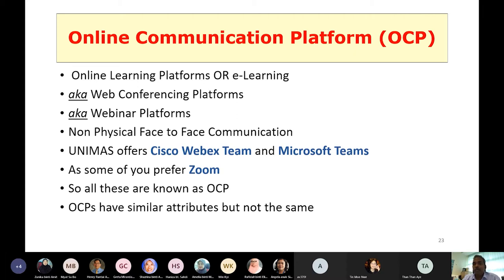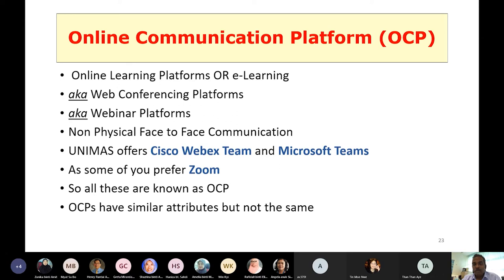There's a way you can overcome that 40 minutes, but it's very tedious, so I didn't want to take the risk of doing it here. You can do a subsequent tandem meeting schedule in order to go through the Zoom platform. Now, these are all called OCPs, basically online communication platforms.